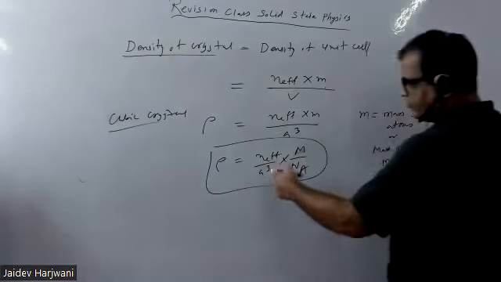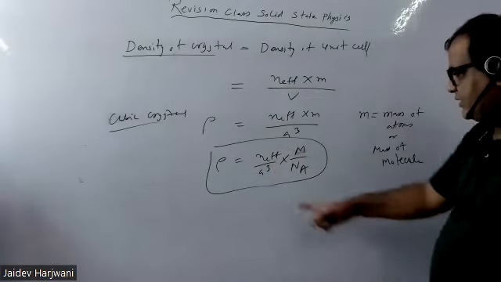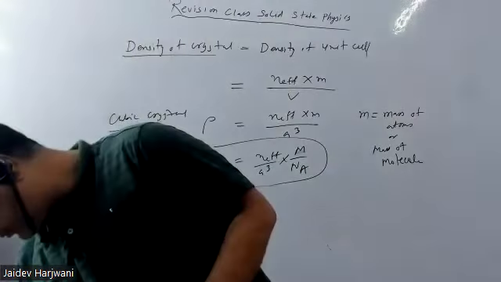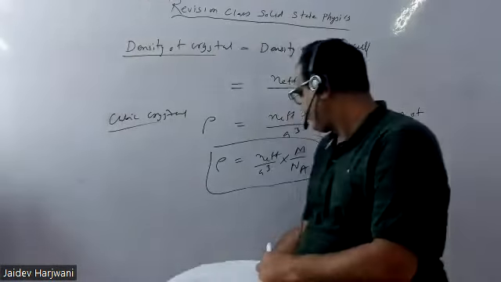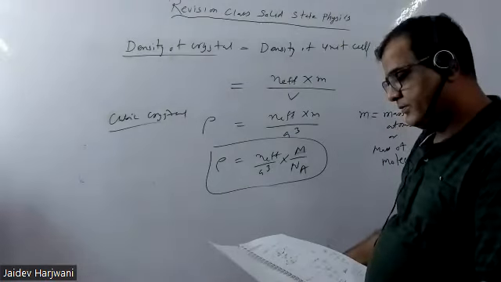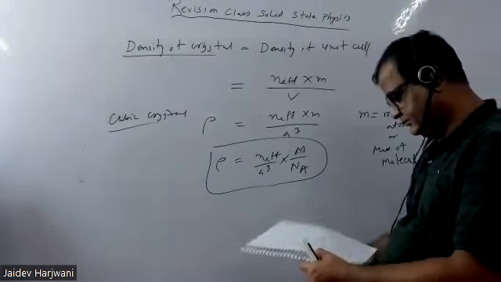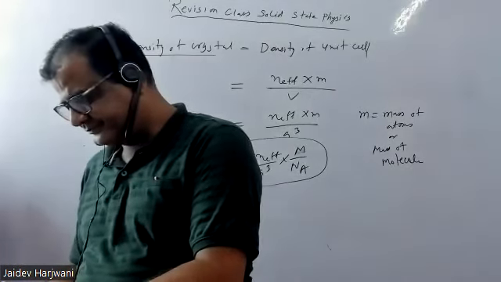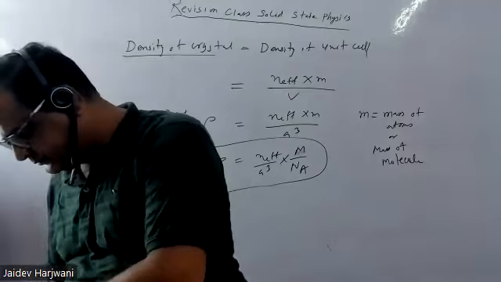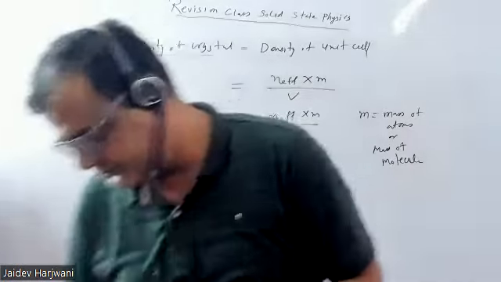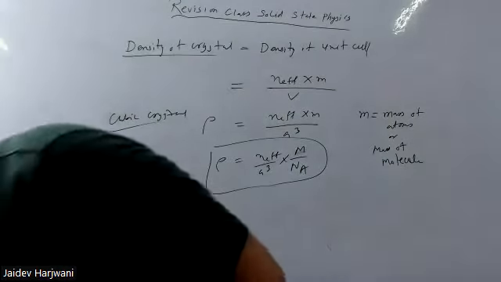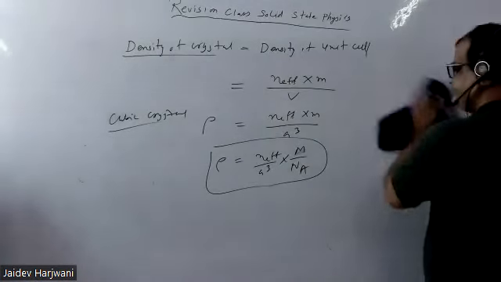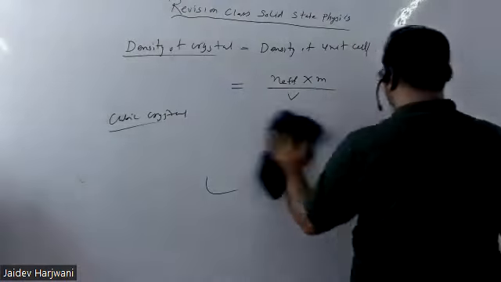From here, if you know the density, we can also estimate the lattice constant of the cubic system. Now this was in 3D. The same thing we have to do for 2D and 1D also.